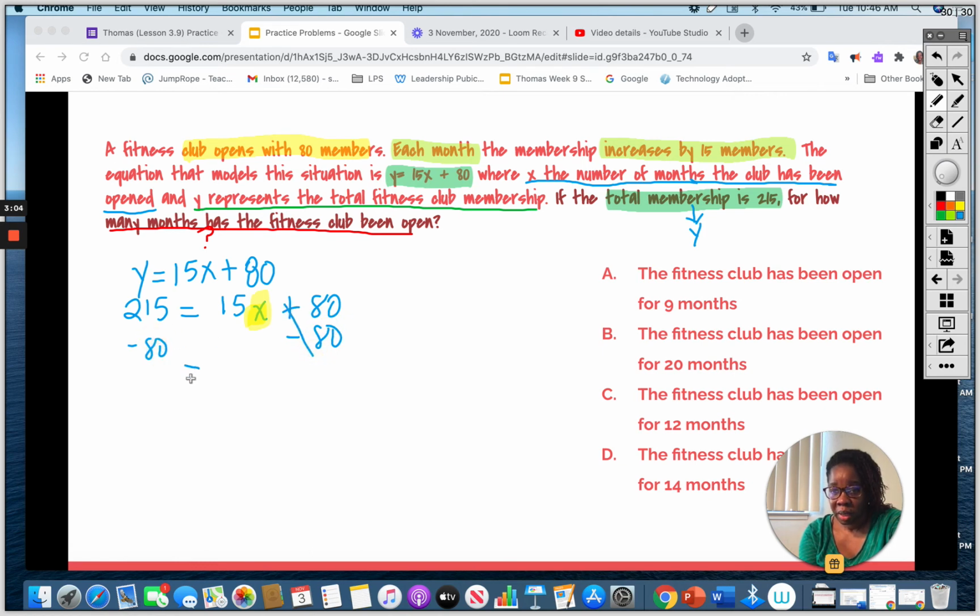So we're going to be left with 15x on the right side. And when you take 80 from 215, that's going to give you 135. So 135.